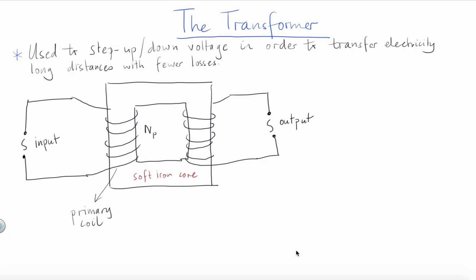We're going to talk about the transformer, which is an application of alternating currents used to step up or step down voltages in order to transfer electricity long distances. So we have an input alternating current and an output alternating current, and in the middle we have a soft iron core which is wrapped on the left hand side by the primary coil and on the right hand side by the secondary coil.